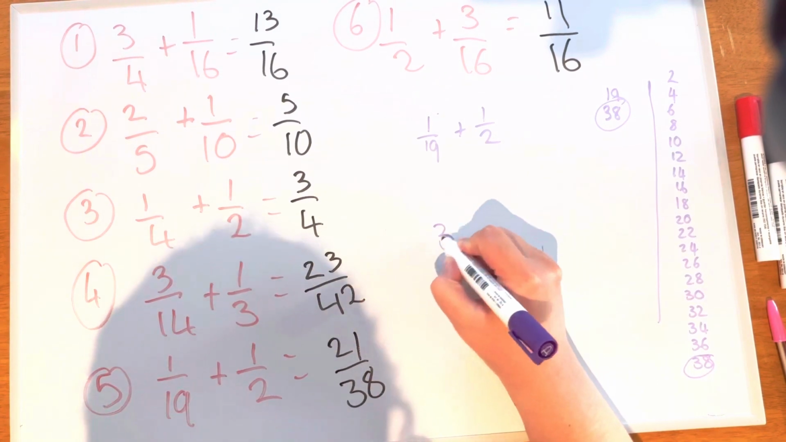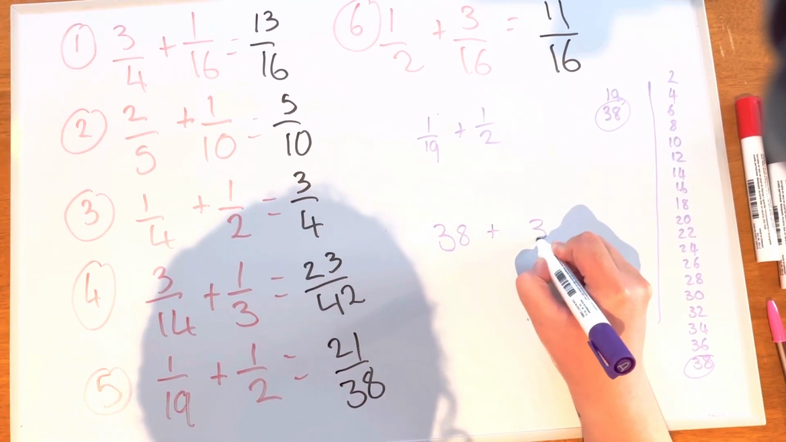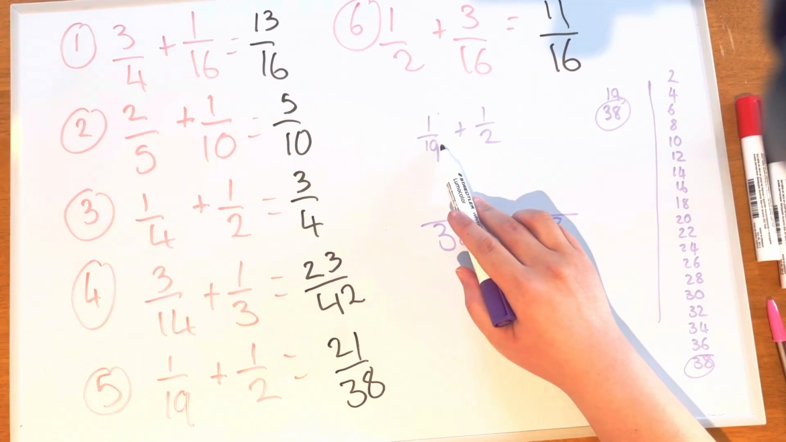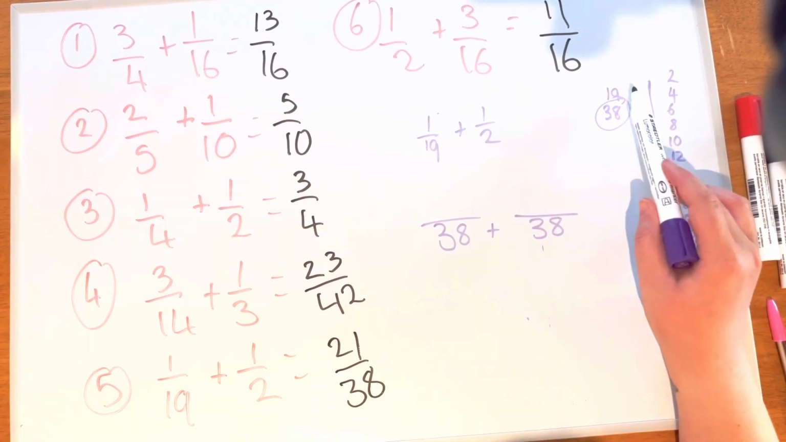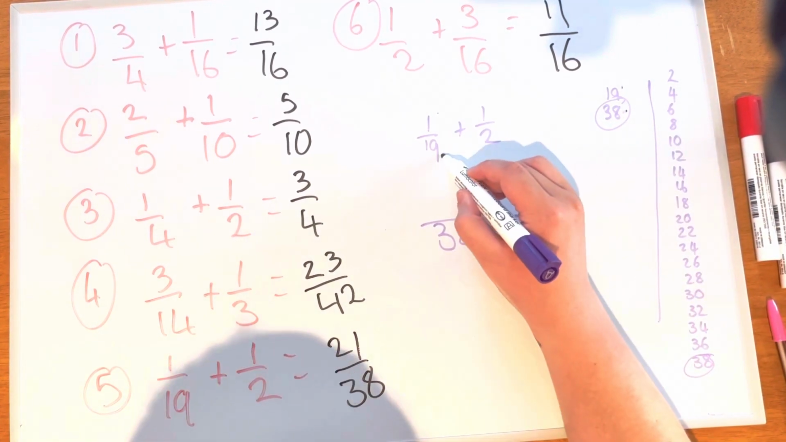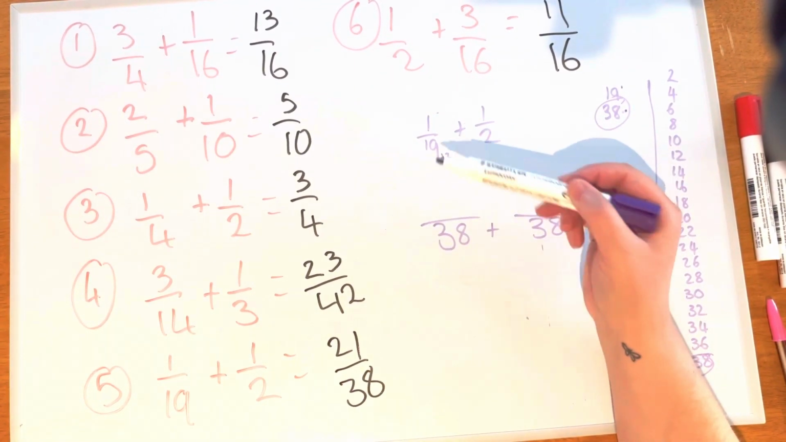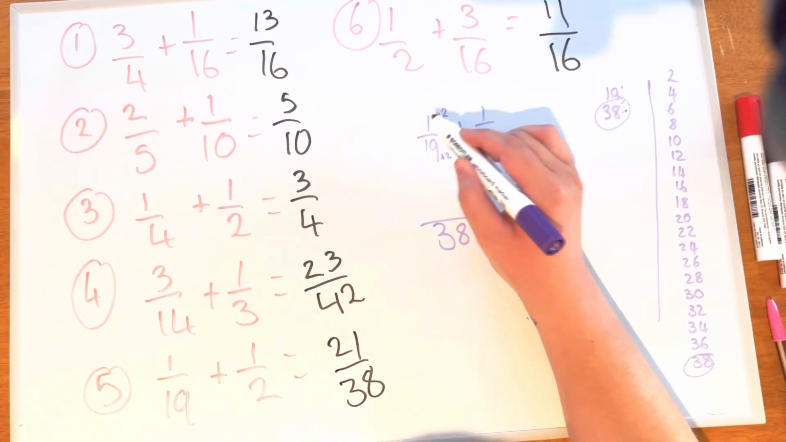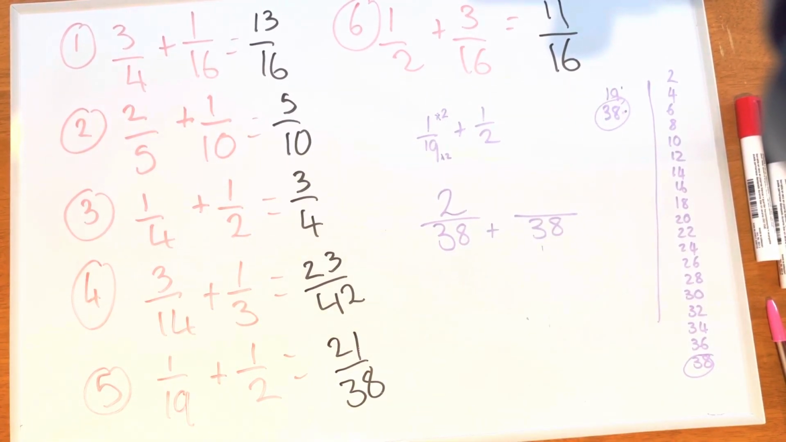So I can write that out, 38, 38 as my denominator. Now, what did I have to times 19 by to get to 38? 19 times 1, 19 times 2. So I timesed it by 2. So I've timesed my bottom by 2, I need to times my top by 2. So 1 times 2 is 2.